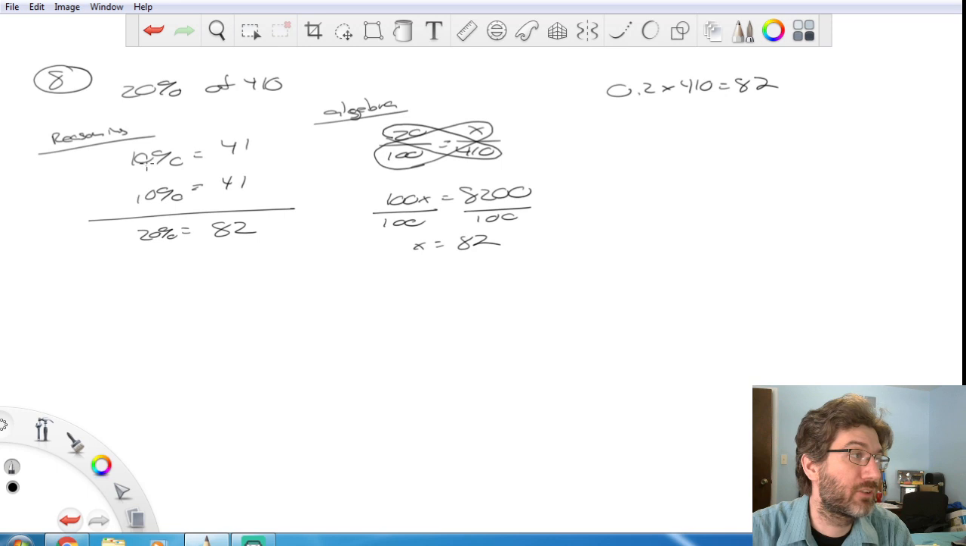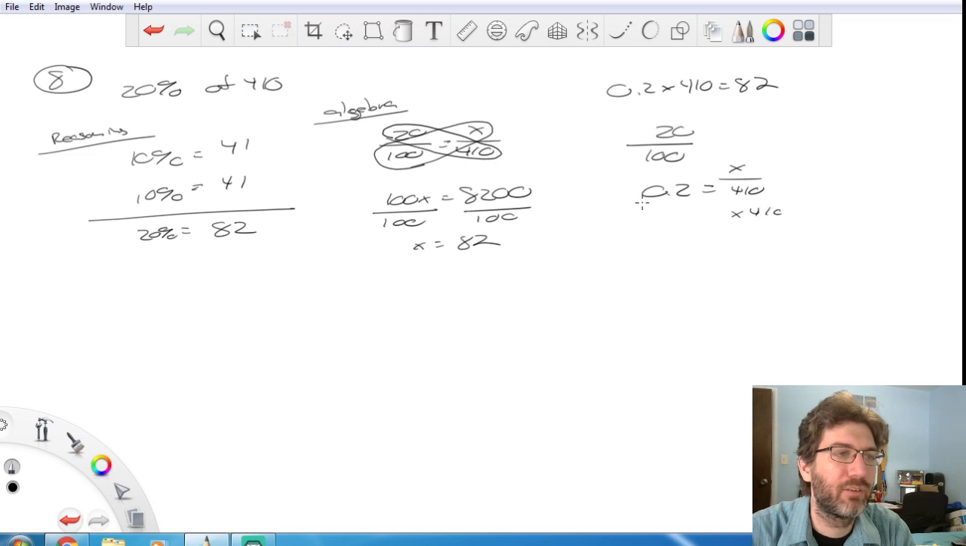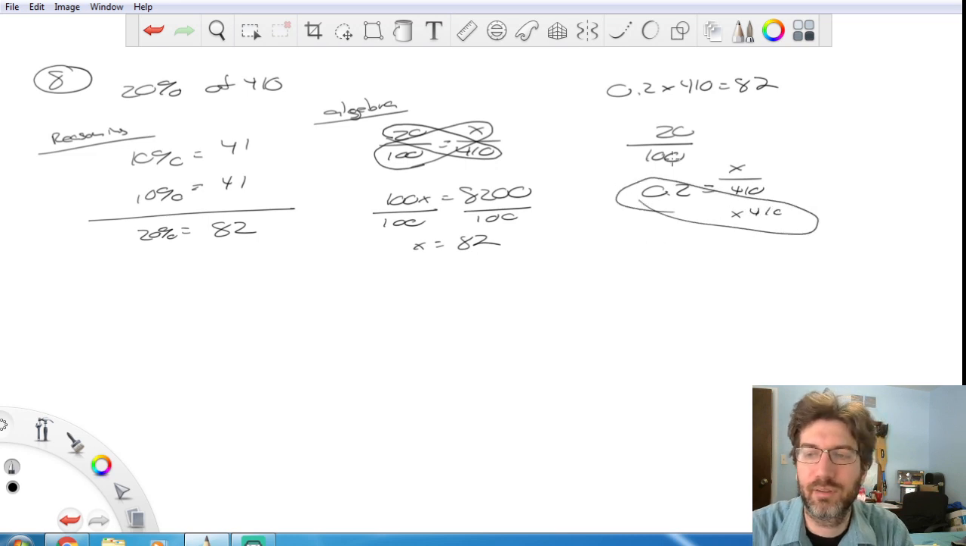This works the same way as this, only here you have 20 over 100. We're just making this a decimal first. So then you have 0.2 is equal to some number divided by 410. So you do the inverse operation, which is multiply by 410 here. So there's your times 410. Yeah, Anna, you can use a calculator.